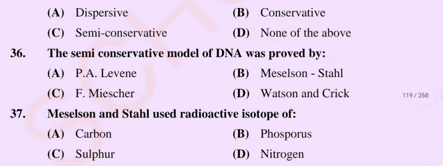Question number 36. The semi-conservative model of DNA was proved by option A P.A. Levene, option B Meselson-Stahl, option C F. Miescher, option D Watson and Crick. So the correct option is option B Meselson-Stahl.